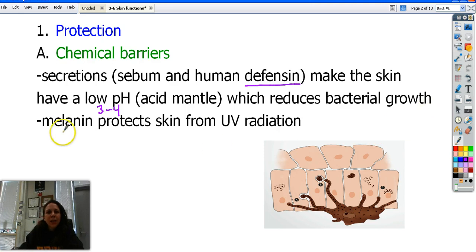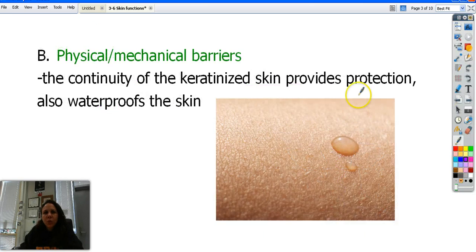Another thing is melanin protects skin from UV radiation. So when UV radiation is trying to get in, the melanin is there to block it and disperse it. So chemical barriers: melanin is a chemical, the secretions that we produce are chemicals, so that's why they're under the category of chemical barrier. Also under protection, we have physical or mechanical barriers, and that would be the skin itself.